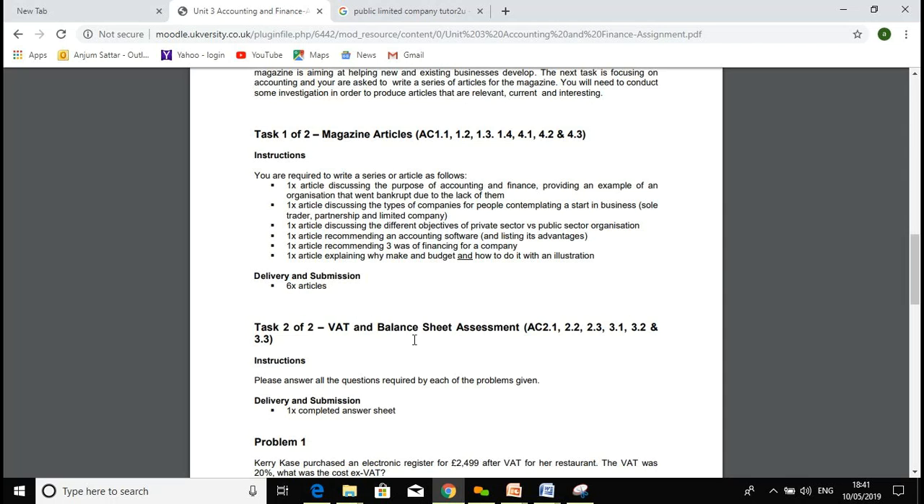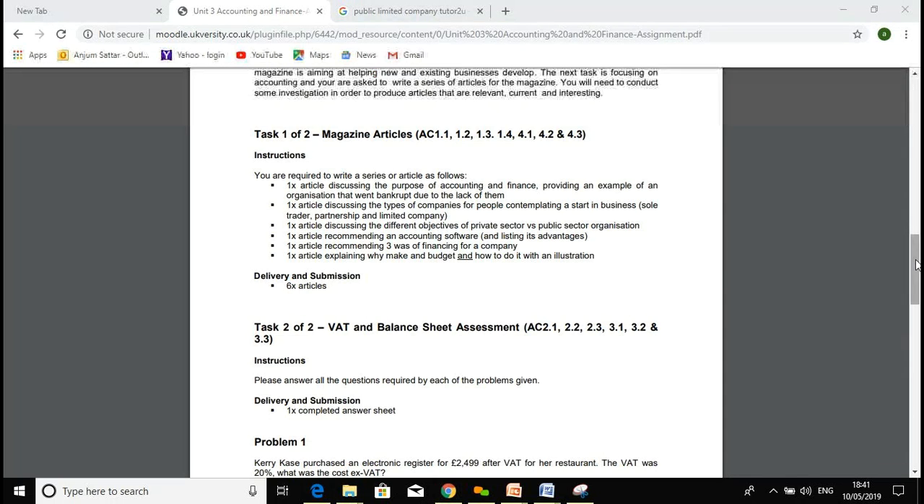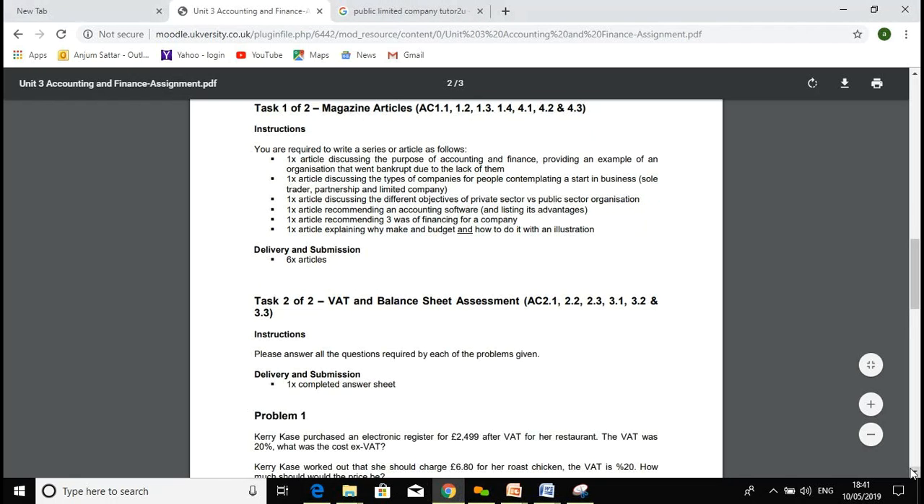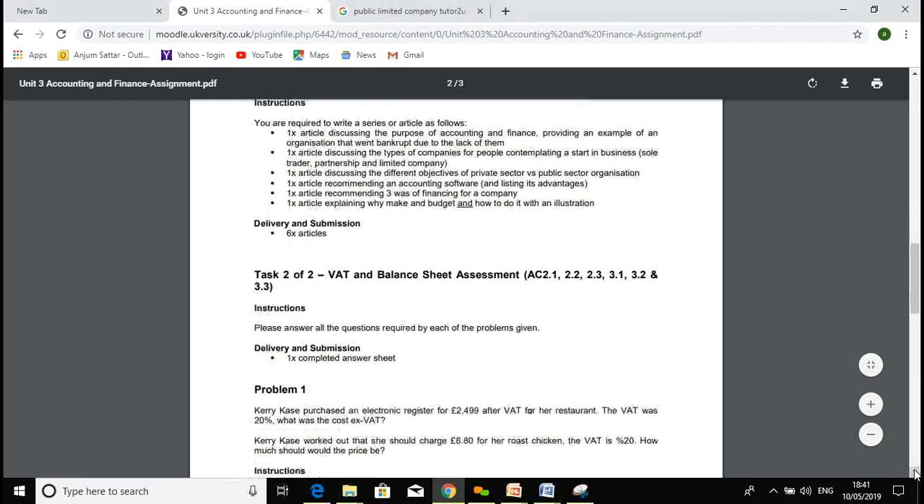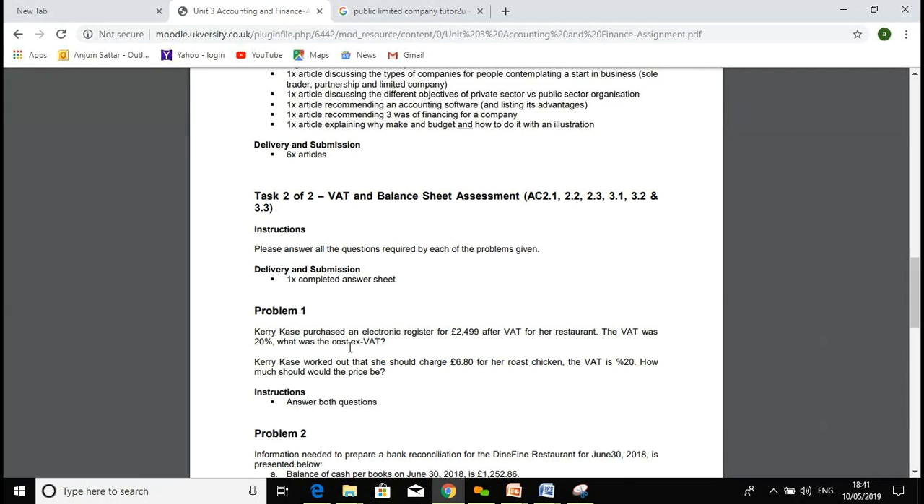Second is VAT and balance sheet. So VAT is a value added tax we discussed. That's done in the lesson as well. We have here today, we can go through problem one. So we'll go through problem one, please. Can we read? Is it readable?